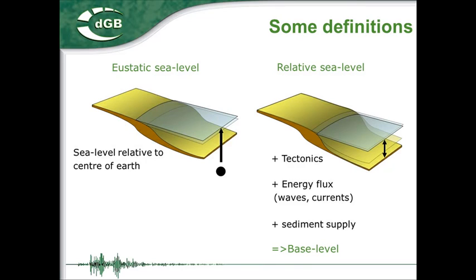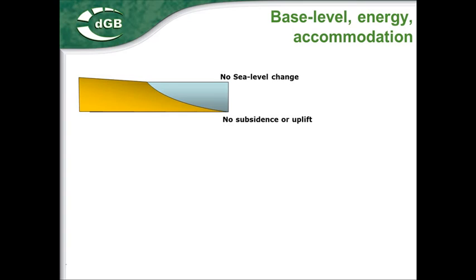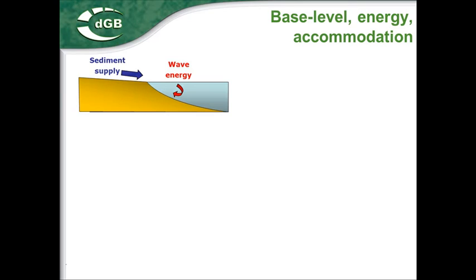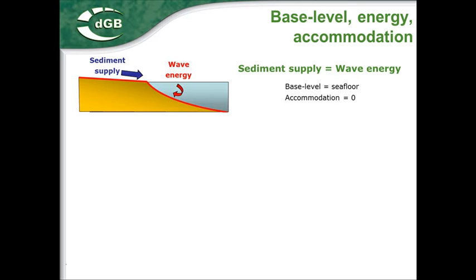Now if I add two more components, the energy flux, that is the waves and the currents, and the sediment supply, I can define the base level. And the base level is one of these virtual planes that are really very confusing to many people. So let me try to define this. We're looking at a simple situation where there's no sea level change and no subsidence or uplift. We have wave energy and we have a sediment supply. If these two are in balance, then the base level is the seafloor. There's no accommodation space.